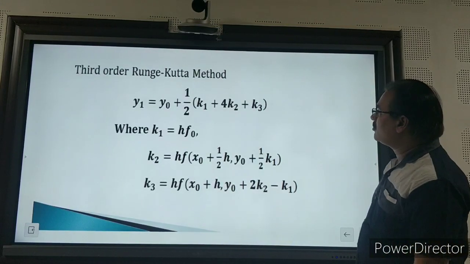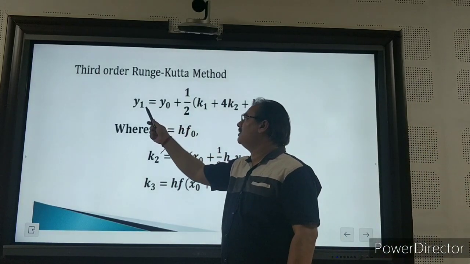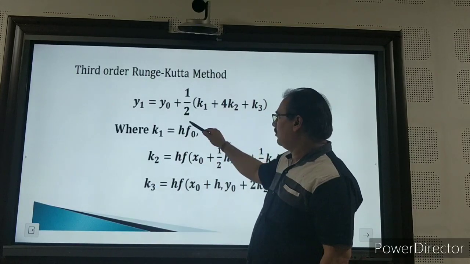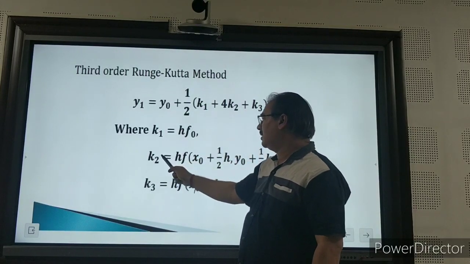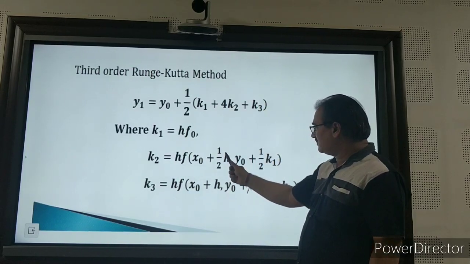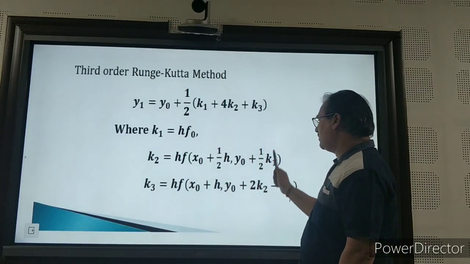Now the third order Runge-Kutta method, if you want to discuss, then this is the formula for that. y1 is equal to y naught plus one sixth of k1 plus 4k2 plus k3, where k1 is h f of x naught, y naught, k2 is, just to look again, h f of x naught plus h by 2, comma y naught plus this k1 by 2.